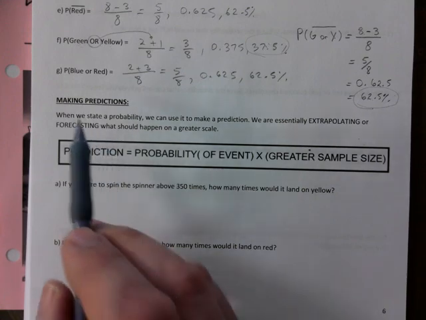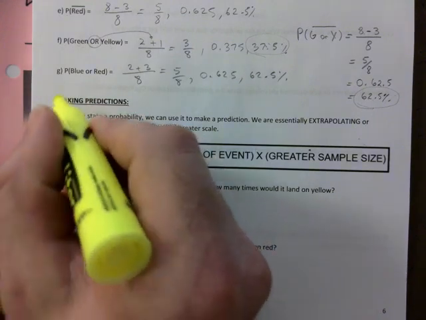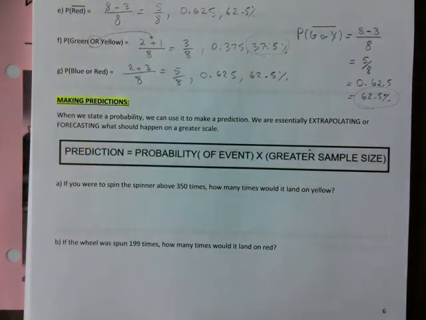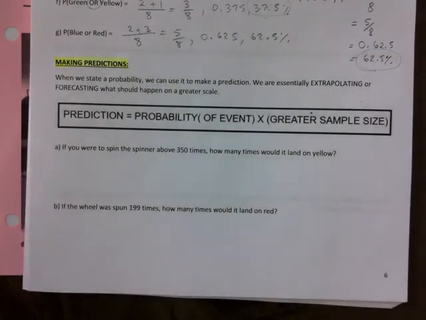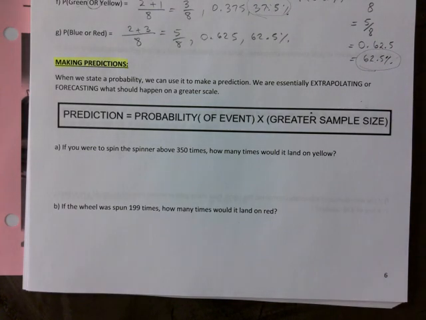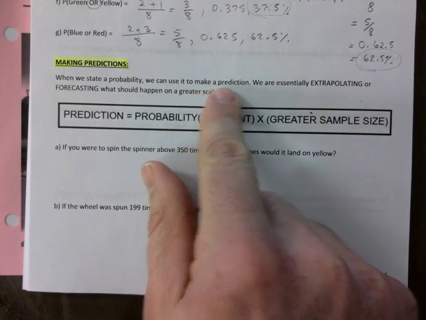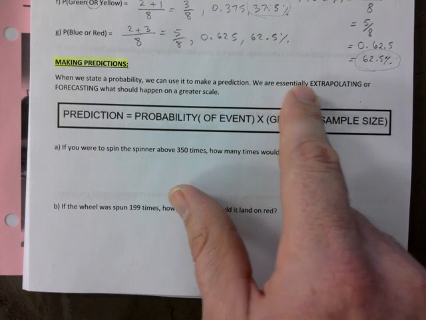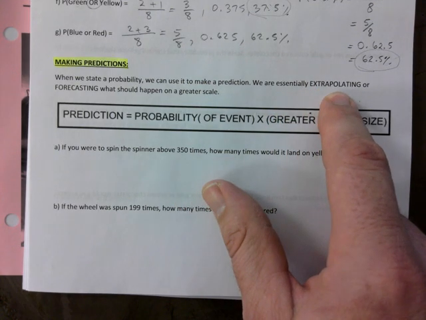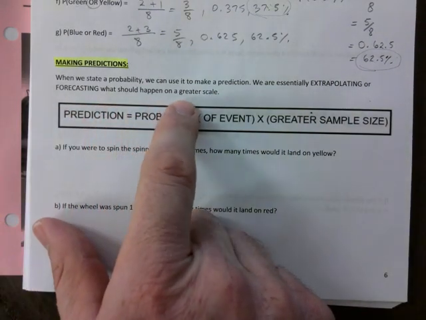When we stated, watch this, guys, making predictions. Maybe highlight that. This is going to come up quite often. Making predictions, okay? I can predict that it's going to happen down the road. Just hang in a little bit longer. I'm almost done. I promise. When we state a probability, we can use it to make a prediction. We are essentially, stay with me, extrapolating or forecasting what should happen on a greater scale.